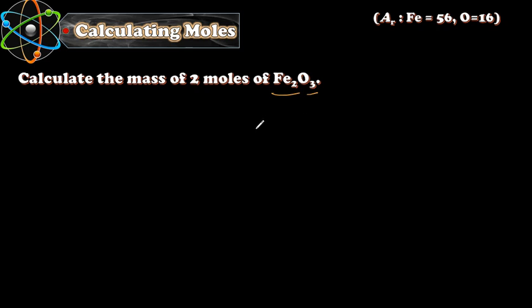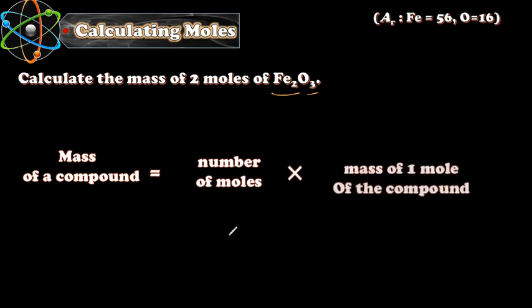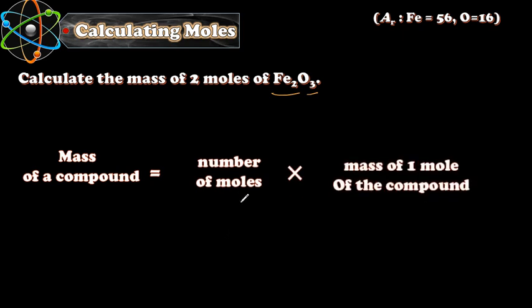So to solve a problem like this, it says mass of a compound equals number of mole times mass of 1 mole of the compound. Here we have the number of mole, but we do not have the mass of 1 mole of the compound. So we're going to calculate it here.